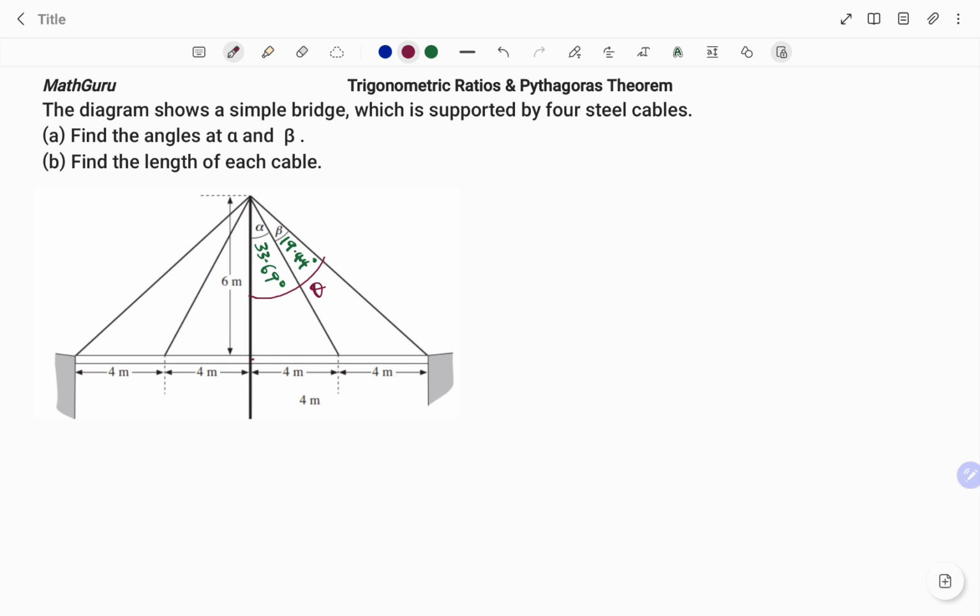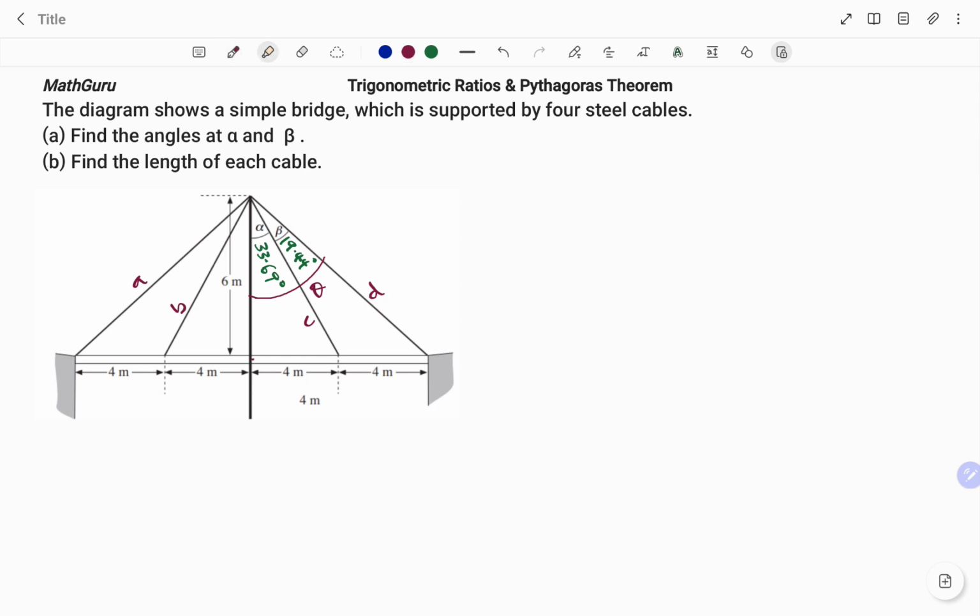For the last part of the question that says find the length of each cable, I'm going to tag my cable A, B, C, and D. Note that cable A is the mirror image of cable D, and cable B is the mirror image of cable C, so they have the same length. So I just need to find the length of cable A and B, and I'll be able to find the length of cable C and D. So starting with the first one, I will be using my Pythagoras Theorem.